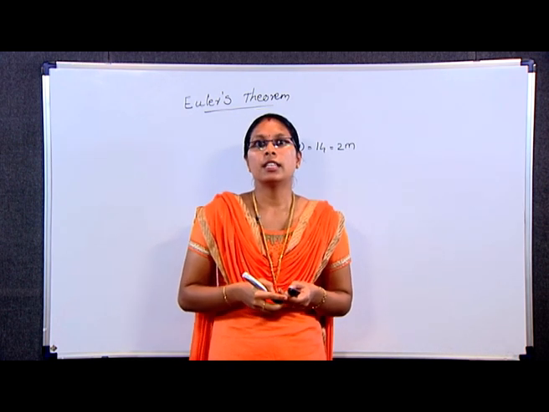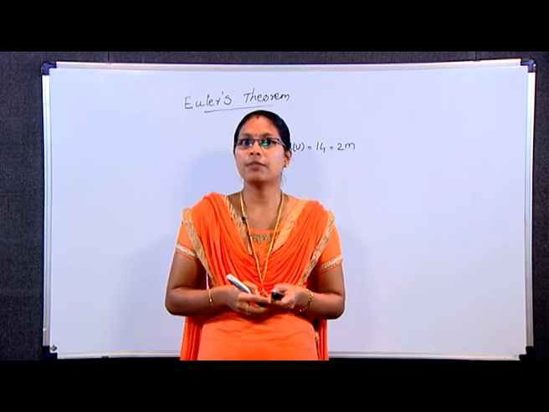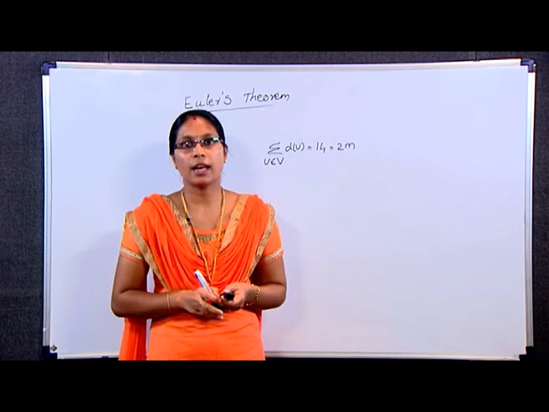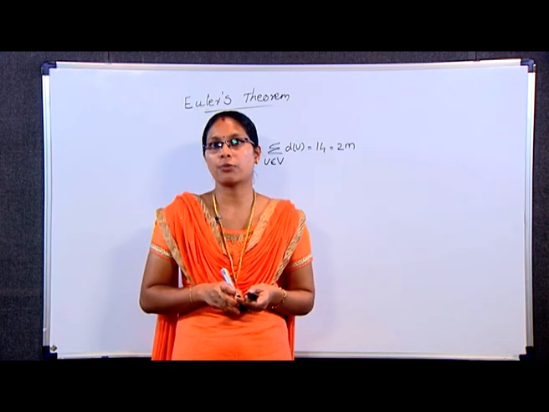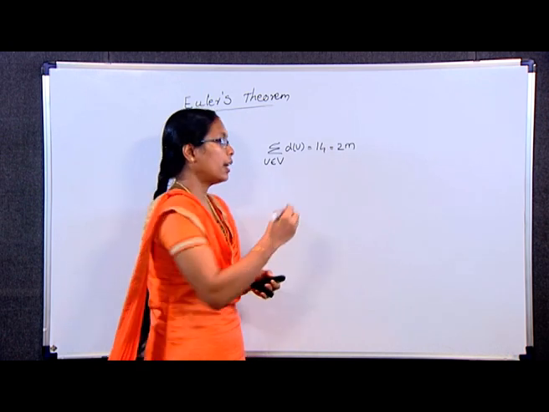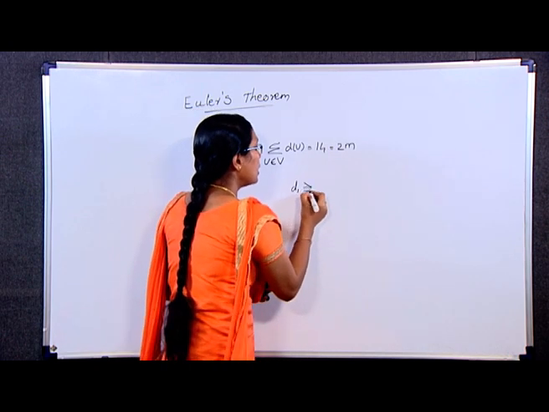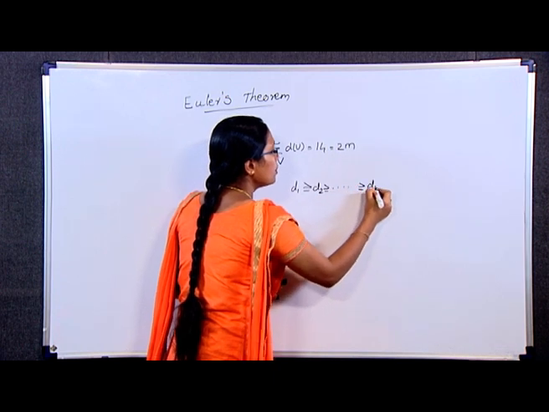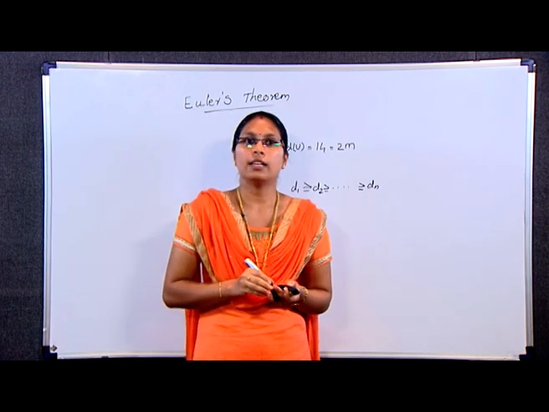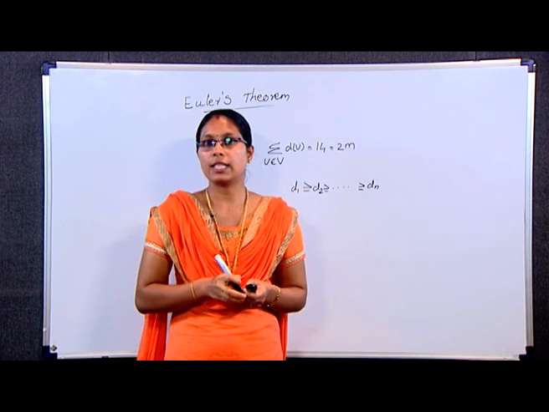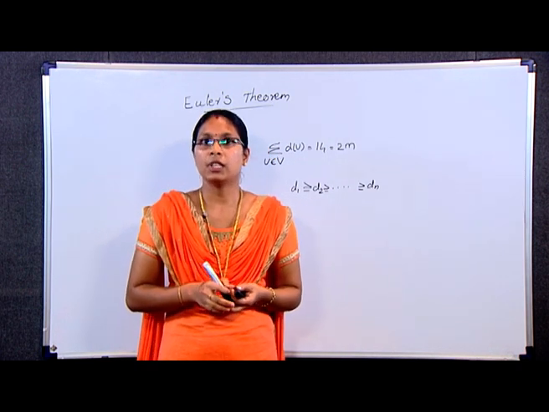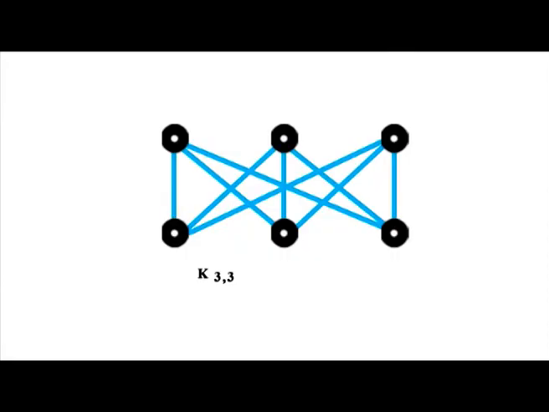Next, define: let G be a pseudograph with n vertices. Suppose that d1, d2, etc., dn are the degrees of the vertices of graph G, ordered so that d1 is greater than or equal to d2, greater than or equal to, etc., greater than or equal to dn. Then d1, d2, etc., dn is called the degree sequence of G. For example, the degree sequence of K3,3 is 3, 3, 3, 3, 3, 3.